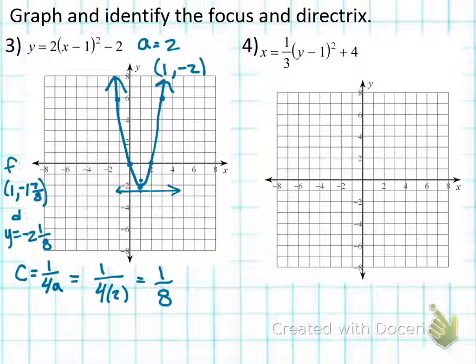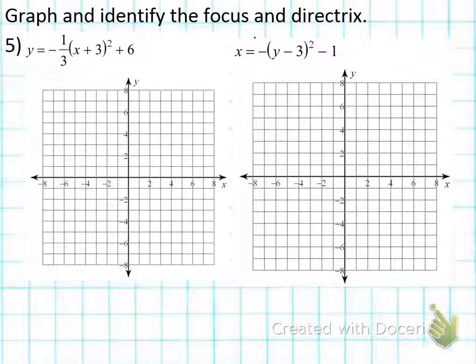The vertex here for number 4 should be 4, 1. Good. The x part is first. It's on the outside because this is a major x parabola or a sideways parabola. So 4, 1. What's a equal? 1/3. Good. And what's c equal?